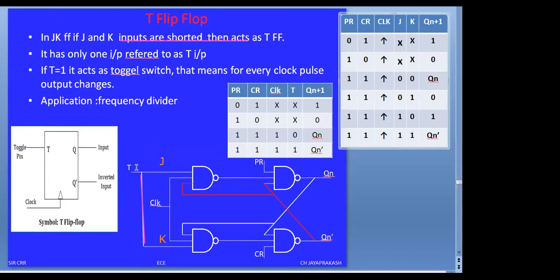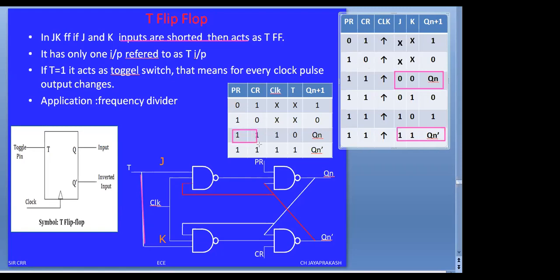That is, to apply T equals 1, we have to check that particular condition. When T equals 1, J equals 1 and K equals 1. Similarly, for T equals 0, we apply a common value to both J and K: J equals 0, K equals 0. If T equals 1, then J equals 1, K equals 1. Therefore, the functional table is modified. You can observe the same functional table here.